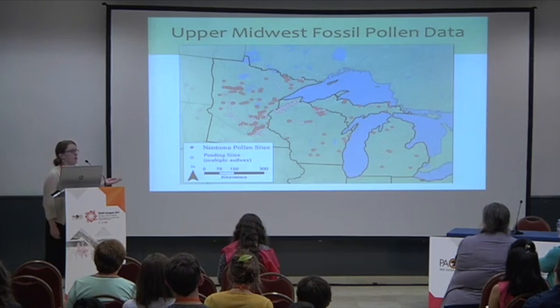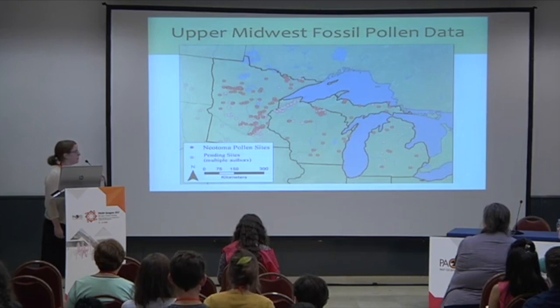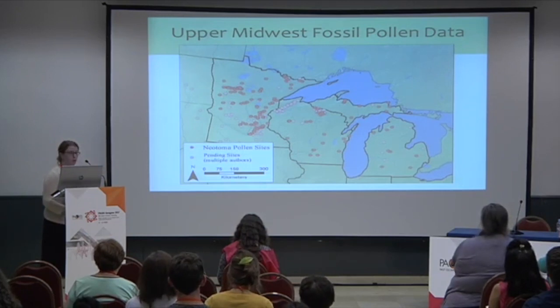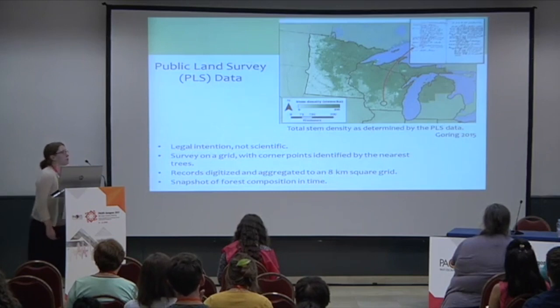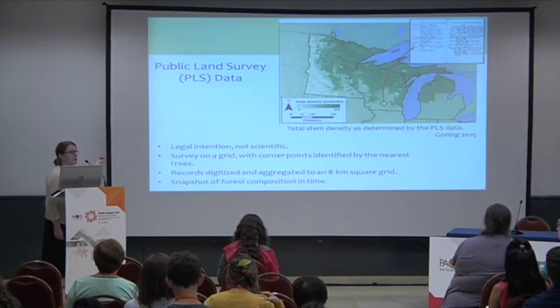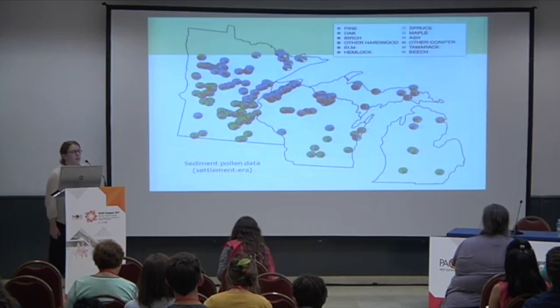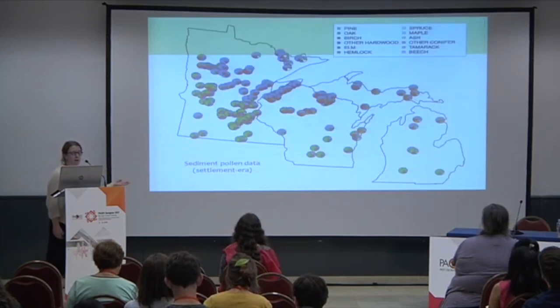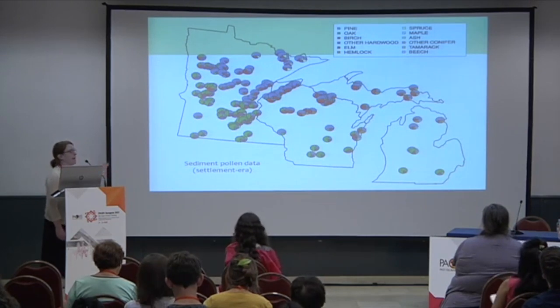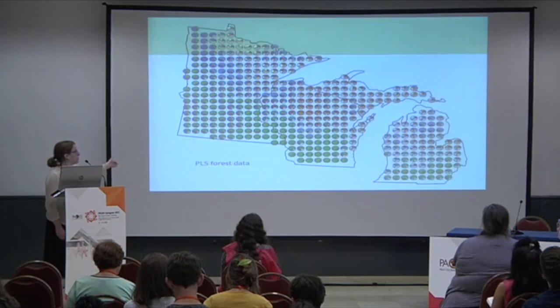And so we start with the upper Midwest. So people have been doing paleoecology here for a long time, so there's a wealth of paleo data available there. So this is a distribution of the fossil pollen records on the Neotoma paleoecology database for the upper Midwest. So there's a lot. And we also have this public land survey data, so the snapshot of forest composition in time that we can use to calibrate, to build this pollen vegetation calibration model. And so we can make these maps for this calibration time of our sediment pollen data, so our fossil pollen data, at this pre-settlement era, and our survey data, our public land survey data.